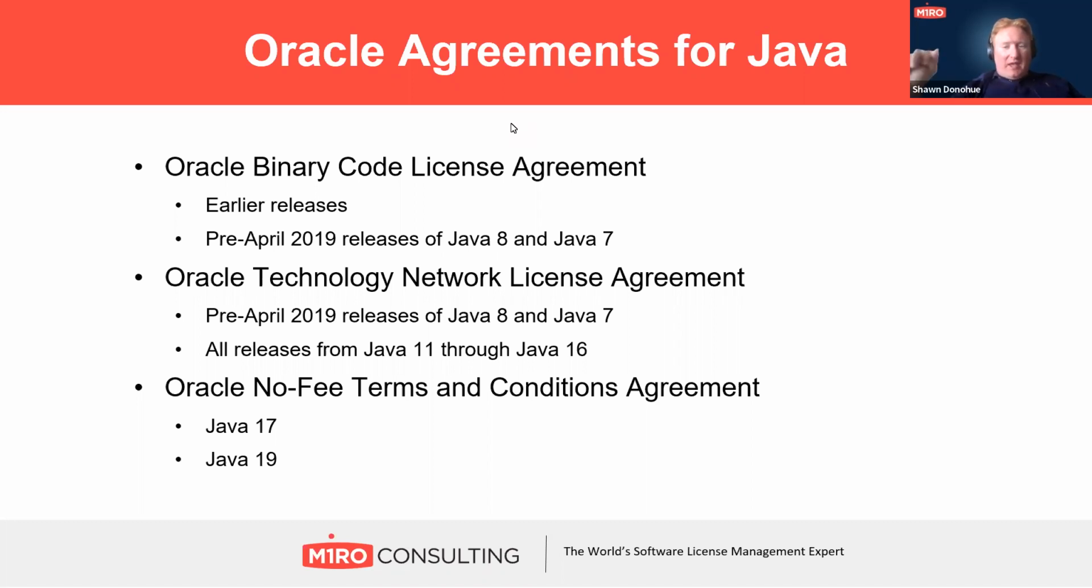So we had 17, which went out of support last year, was free, and 19 will also be free for its 6-month term. So keep in mind there are also some free, but again, sometimes they're not, depending on your circumstances.